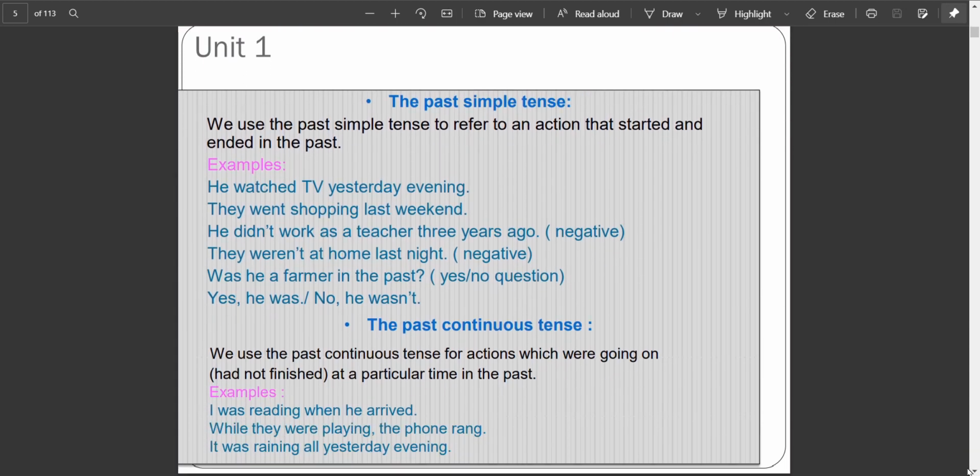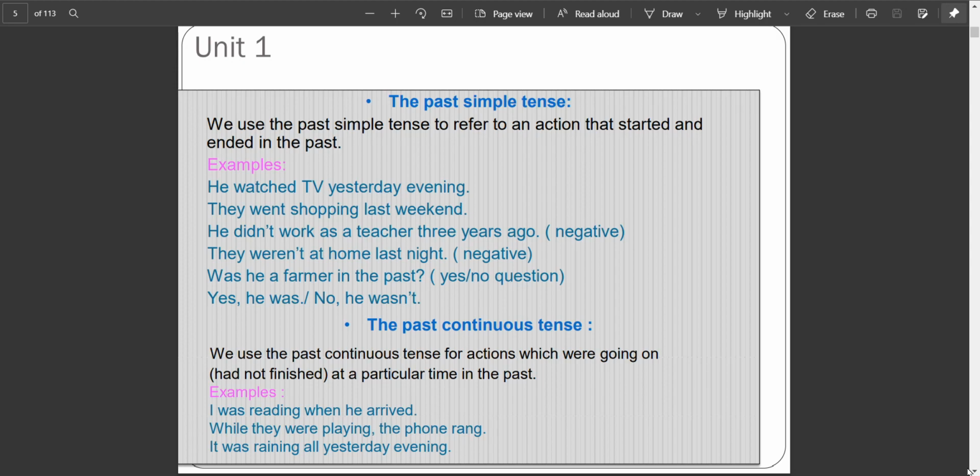Okay. Now let's come to the third tense, which is the past simple tense. I think it is a very clear tense. We use the past simple نستخدم الماضي البسيط to refer to an action الفعل that started and ended in the past الذي بدأ وانتهى في الماضي. That's all. Okay. Examples here.